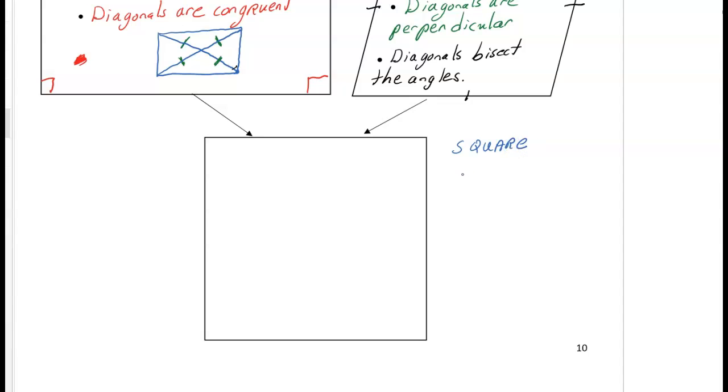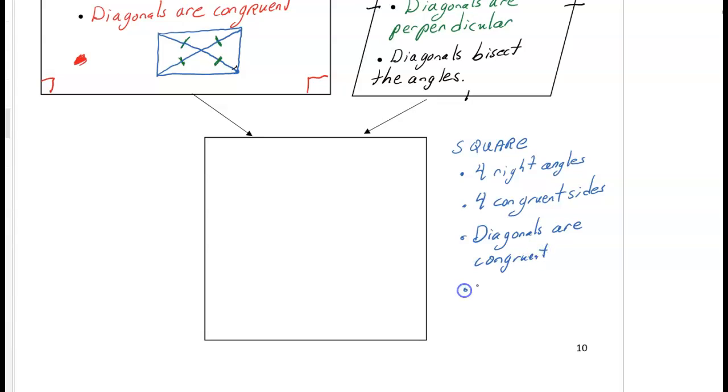And a square has lots of properties. It has four right angles. It has four congruent sides. The diagonals bisect each other and are congruent. I'm just going to say the diagonals are congruent because that's like a rectangle. The diagonals are perpendicular.